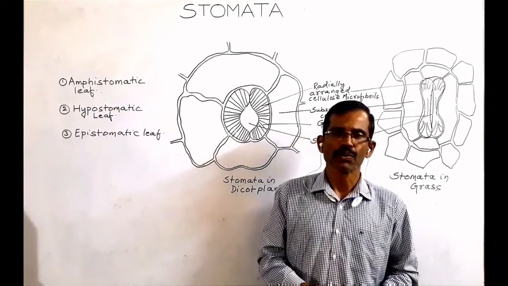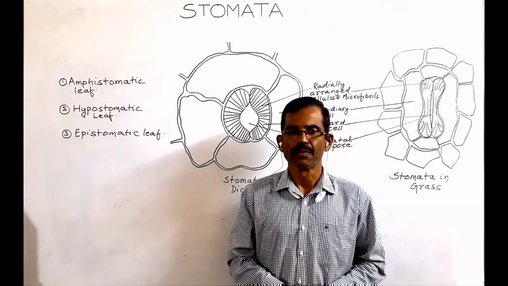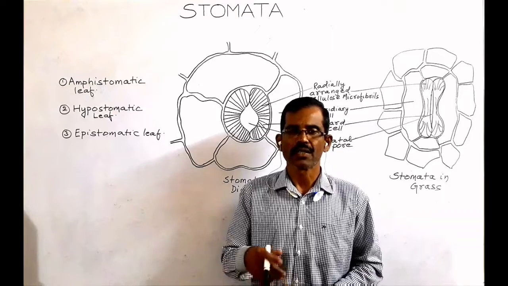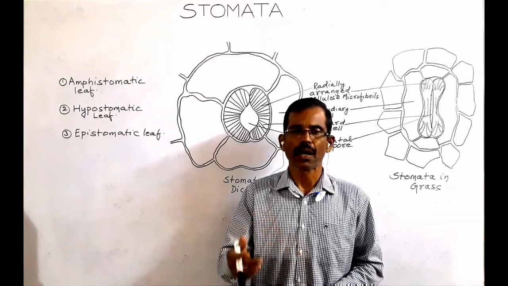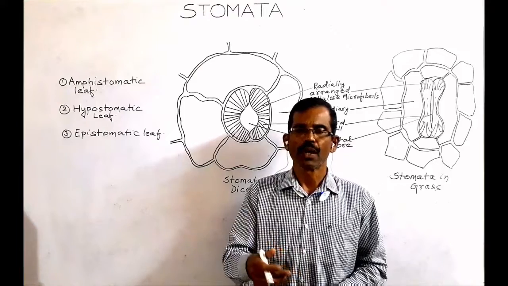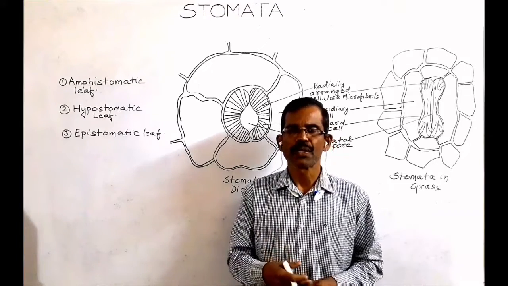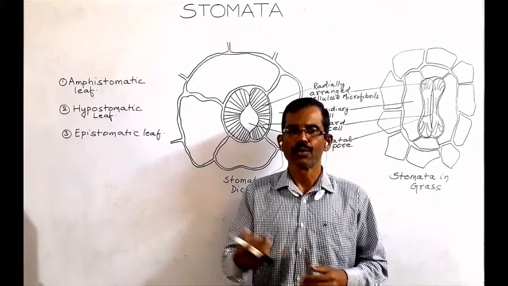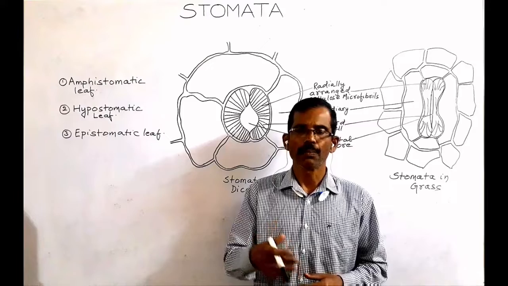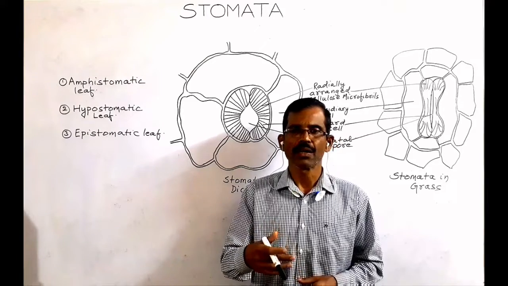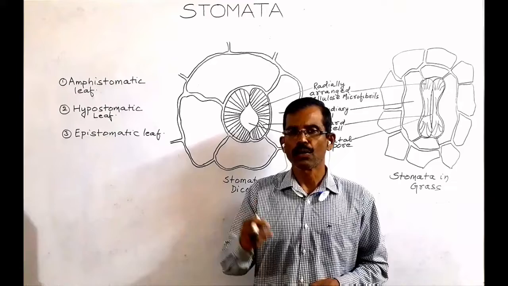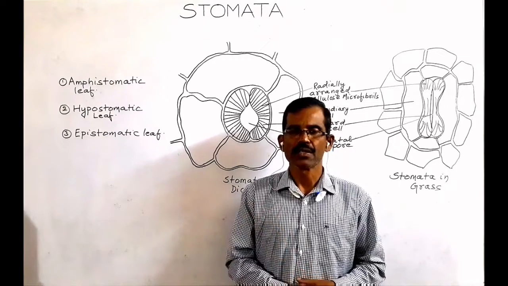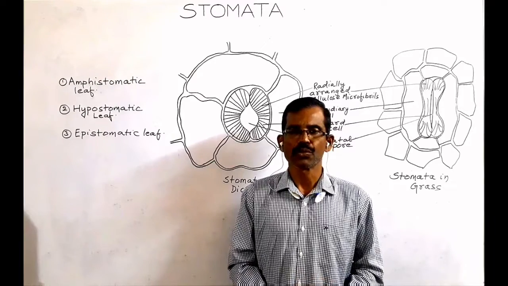Another function of stomata is transpiration. Transpiration is a process by which water is lost from the aerial parts of the plant in the form of water vapor. Through transpiration, excess water is lost into the atmosphere. By doing so, stomata help in regulating the water level of the plant. Stomata also reduce the water loss by its closing. So friends, this is about the structure and function of stomata.